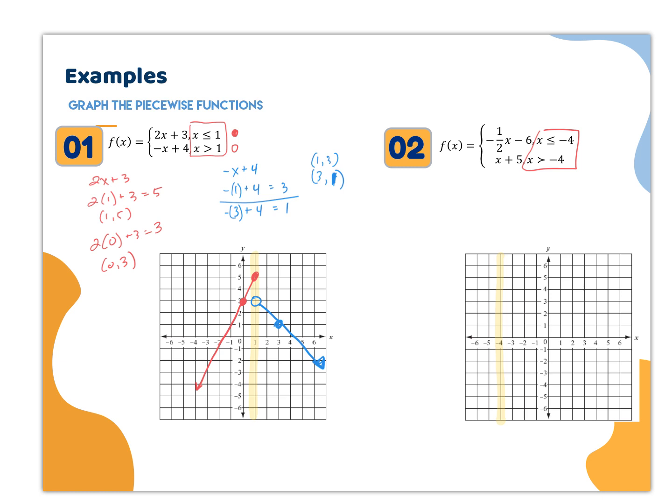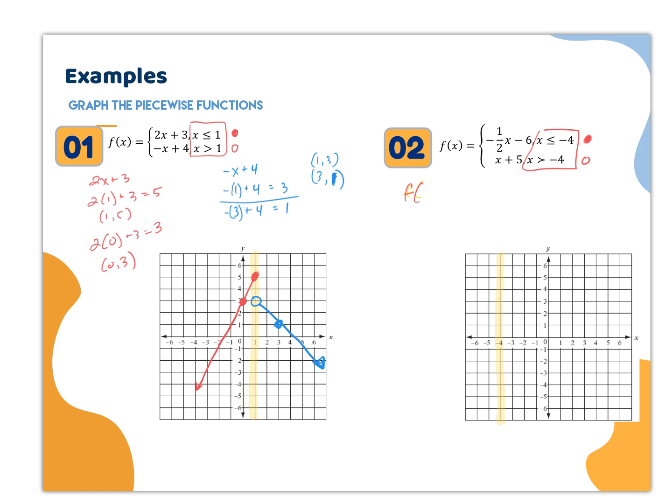Again, I'm going to plot a couple of points. I can do it on a table of values if I prefer. It's up to you how you do it. Let me do it in red. The top one's going to be a solid circle when x is negative 4, and the bottom is going to be the open circle.